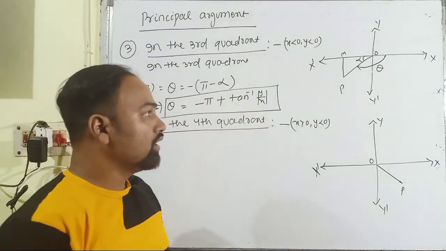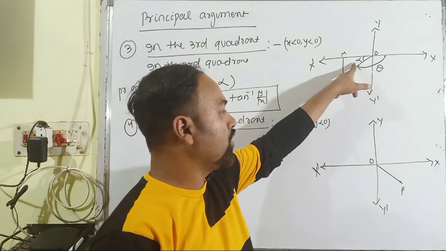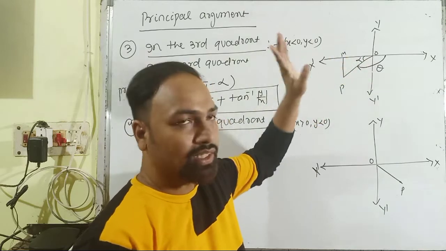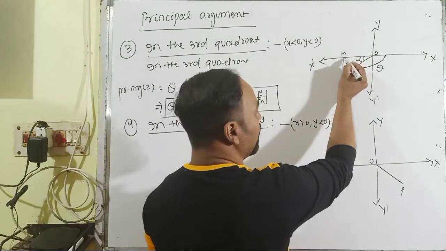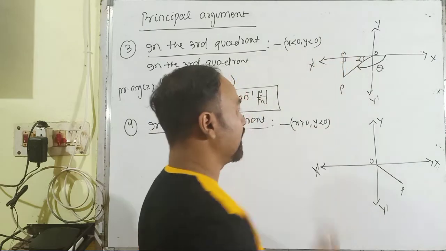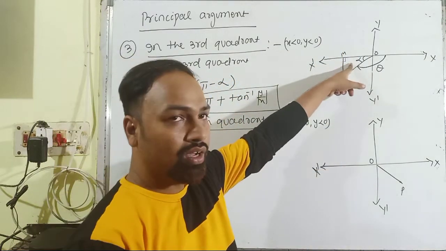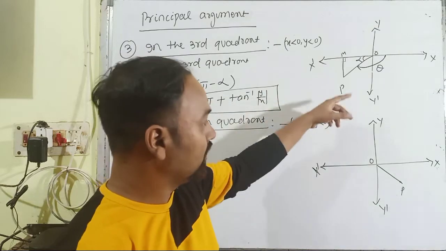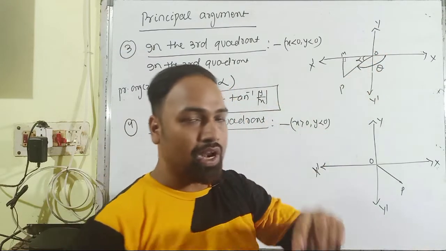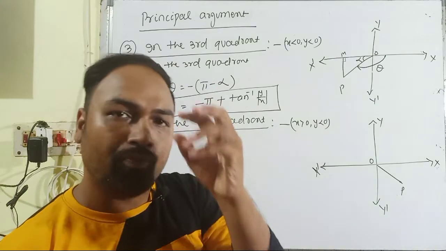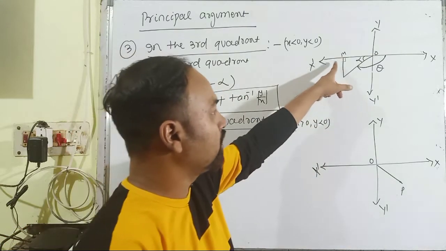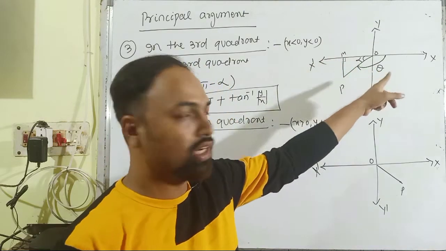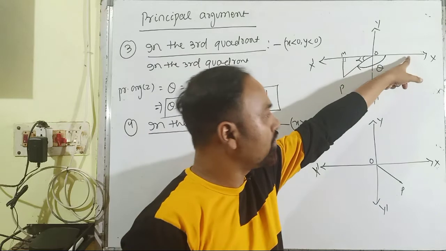Again, I am repeating. First of all, we have to find the value of alpha, that is made by the line OP with the x-axis. First, we have to draw a perpendicular from the point P to the x-axis. Then we can measure alpha with the help of tan inverse modulus of y upon x. Then we have to find the principal argument. The principal argument is measured from the positive direction of the x-axis. We cannot measure theta from the negative direction of the x-axis. Alpha can be measured from the negative direction, but theta we have to measure from the positive direction of the x-axis.